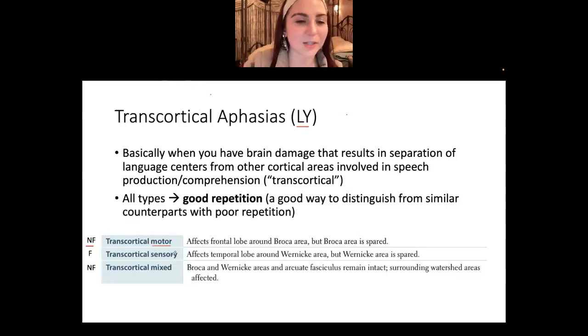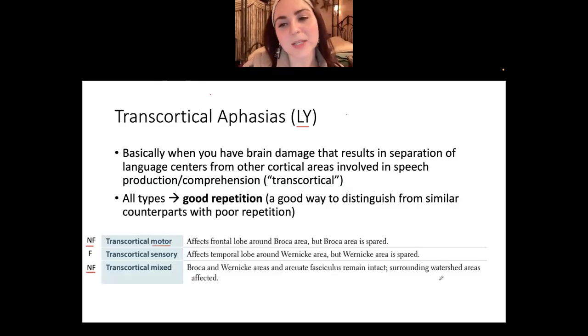And then transcortical sensory. Wernicke's is a sensory aphasia, so it's going to be very similar to Wernicke's, but Wernicke's is not affected. And then mixed is going to be more like your global aphasia. So again, it's going to be non-fluent, but everything's fine: Broca's is fine, Wernicke's, the arcuate fasciculus.